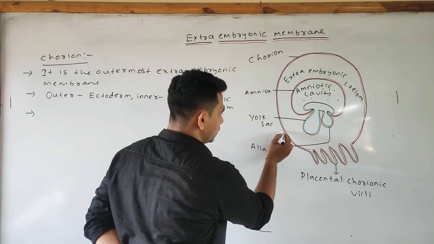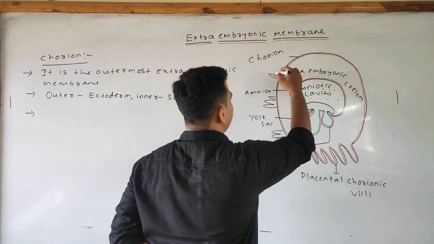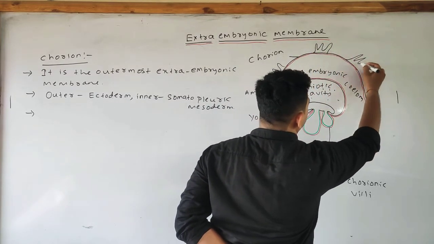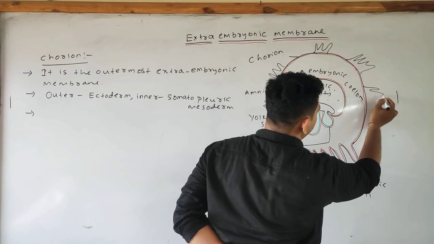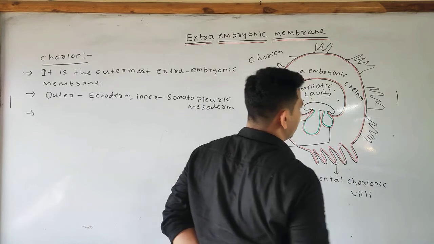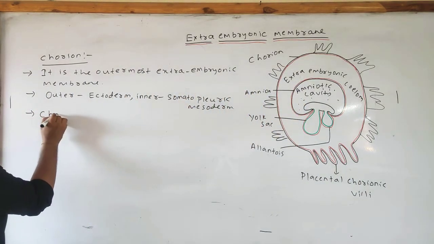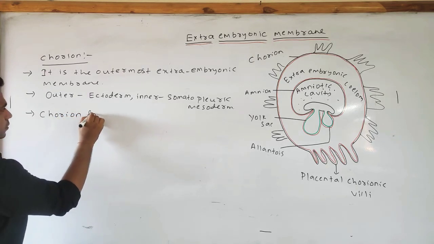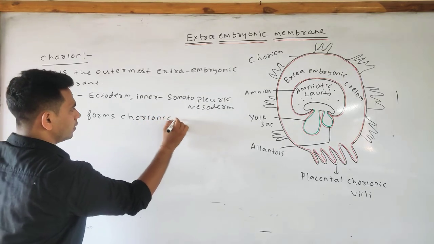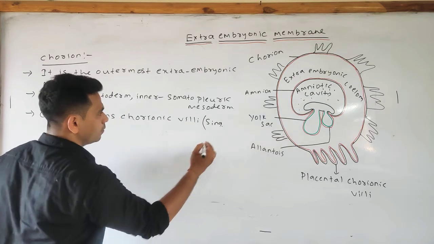Okay. Third point, in the chorion region there are various chorionic villi, which invade into the endometrium for the proper establishment of the embryo. Third point, chorion forms chorionic villi. Okay, singular is called villus.